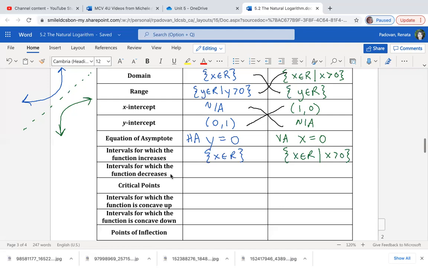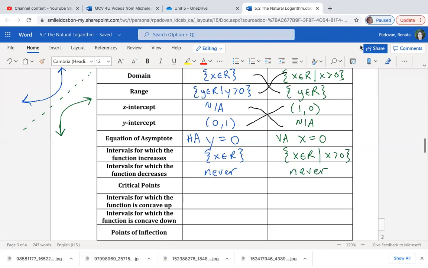So then intervals for which the function is decreasing. Well, if we just said here from left to right, it's always increasing, then that would mean that it's never decreasing, right? And same here, from left to right, if it's always increasing, then it's also never decreasing.